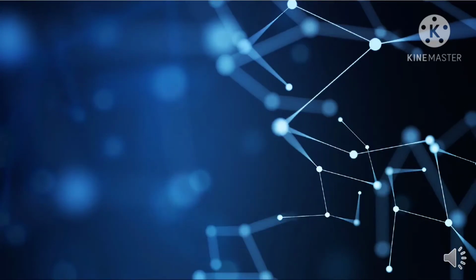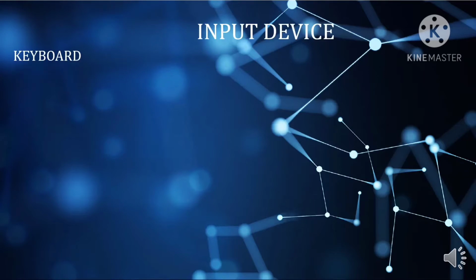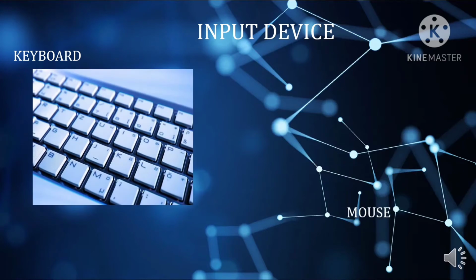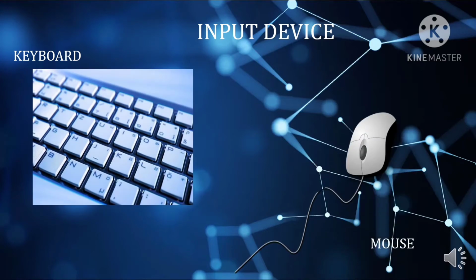The first component is the input device. Number 1. Keyboard. The keyboard is built with several additional keys with various functions. Number 2. Mouse. A mouse is a computer component that functions to move a pointer, command pointer, or program on the monitor.